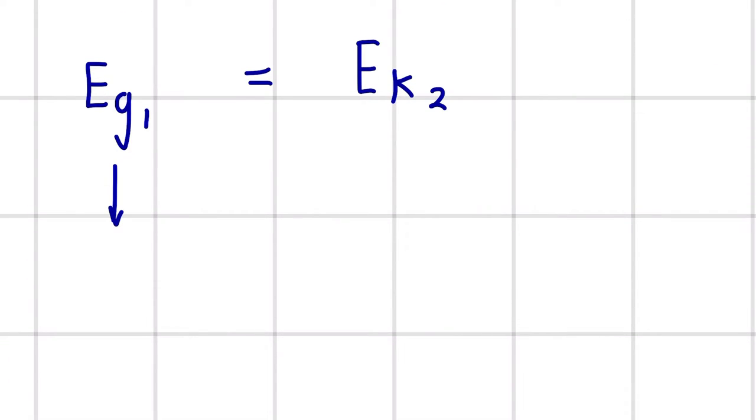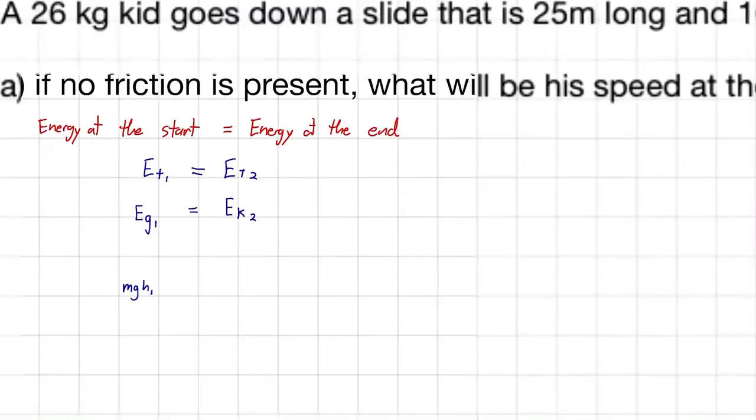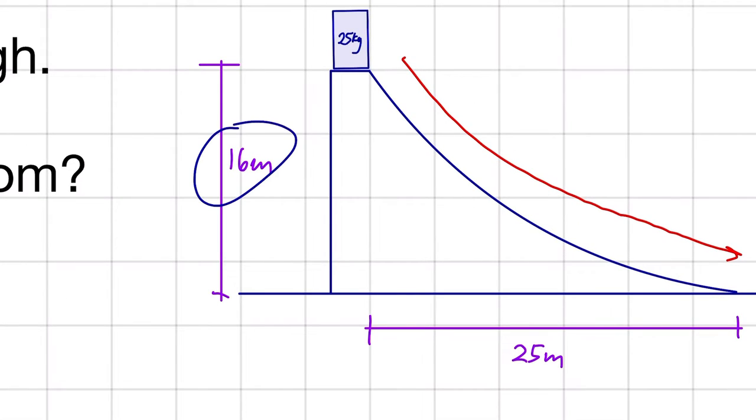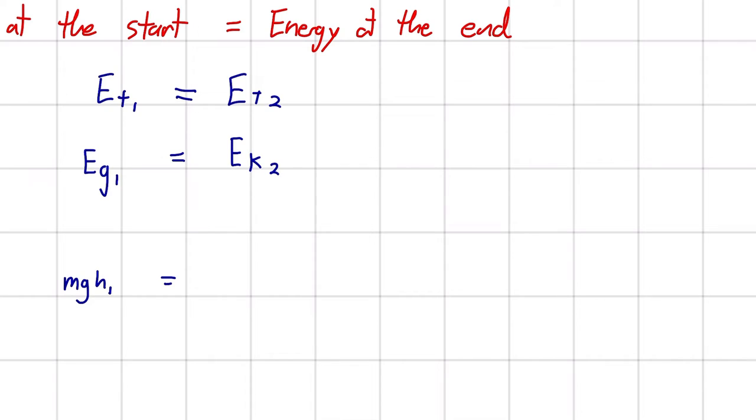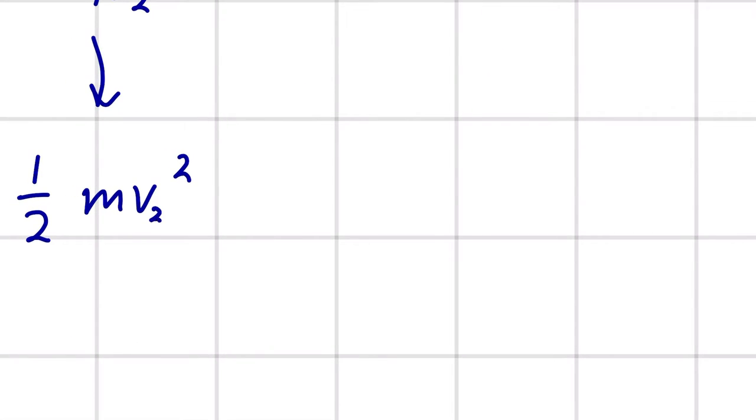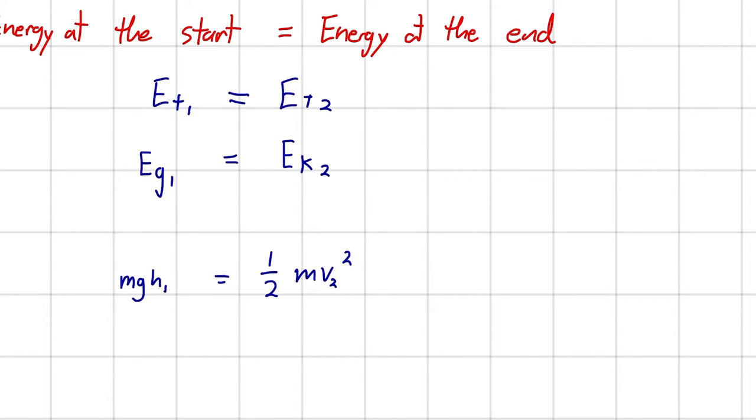So what's this? Well, our formula for the gravitational energy is mgh. And I'm going to add a subscript 1 for the h because that is his initial height. So he has an initial height up here of 16 meters that we'll be plugging in later. And that is equal to, well, for kinetic energy, what's our formula? Well, it's 1/2 mv squared. And I'm going to add a subscript 2 on this v, so we know it's the velocity at the end, at the bottom of the slide.